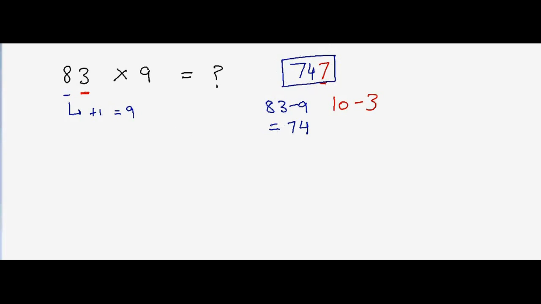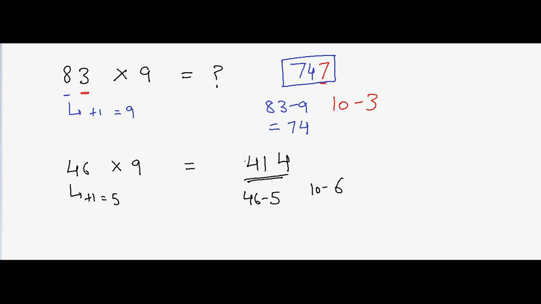Let me try it again. So if I have 46 and I want to multiply this by 9. In that case, 10 minus 6 will be equal to 4, and then 4 plus 1 is equal to 5. So 46 minus 5 is 41. So the answer is 414.